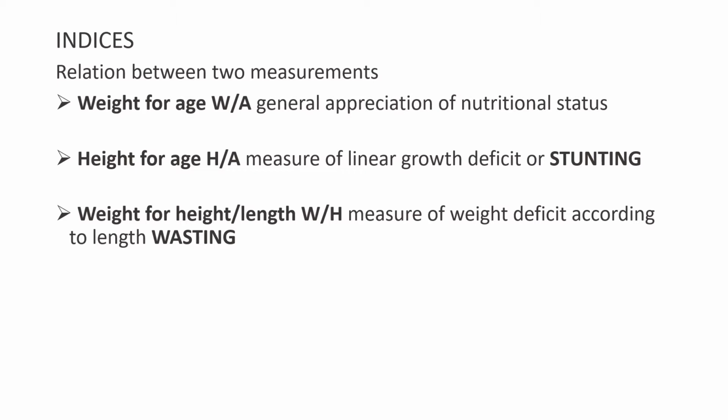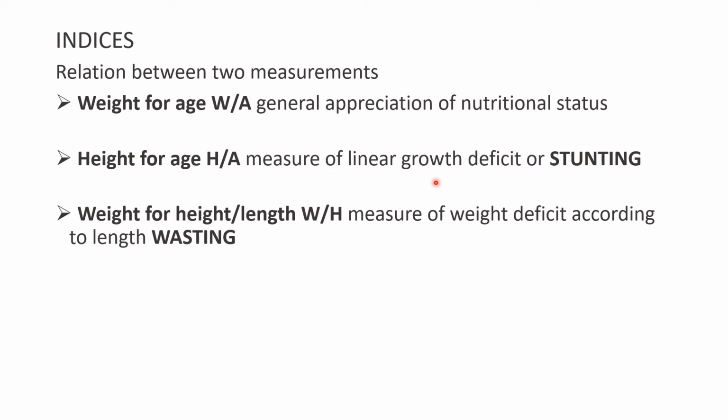Usually in children, we consider these three. Apart from these three, we take some other measurements and there are some other indices also. But mainly we consider weight for age, height for age, and weight for height, or weight for length. We say length when the child is below 2 years of age. Height for age is a measure of linear growth deficit, or we can say stunting.